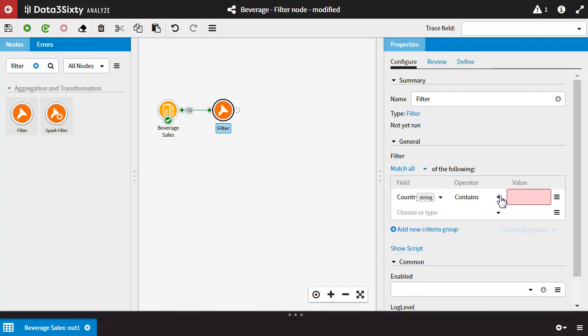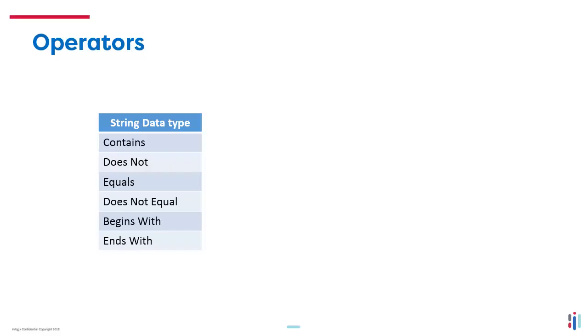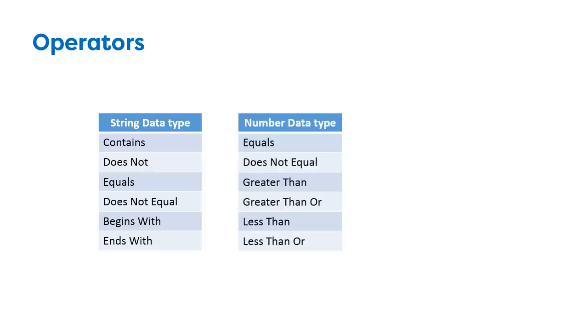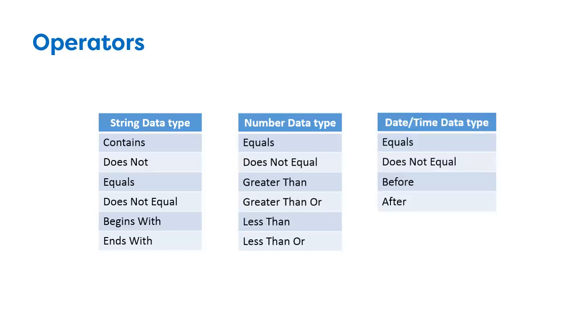Next, we will choose an operator from the drop-down list. Depending on the data type of the field, the options in the operator menu will change. For a string data type, you will see these options. For a number data type, which include integer, long, and double, you will see these options. And for date and time data type, you will see these options. The date data type will also bring up a calendar so you can choose a date, and the time data type will have a list of 24-hour times to select from.